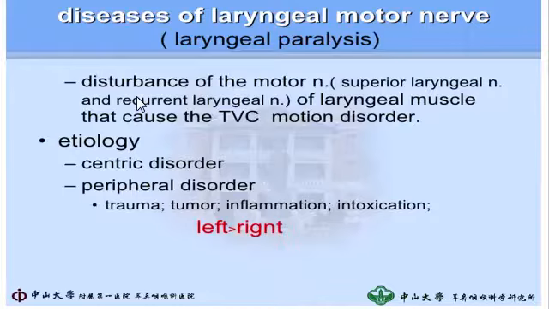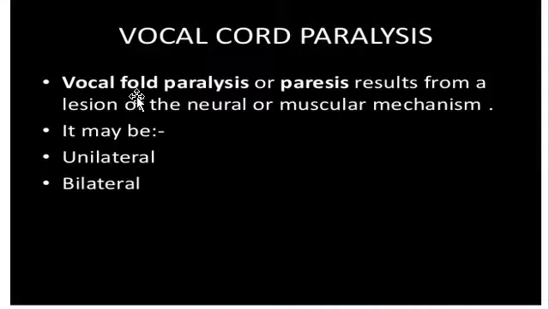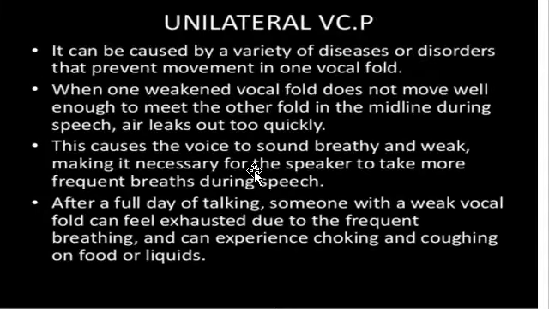The etiology may be a central and peripheral disorder. Vocal cord paralysis or paresis results from a lesion of the neural or muscular mechanism. It may be unilateral and bilateral. Unilateral vocal cord paralysis can be caused by a variety of diseases or disorders that prevent movement in one vocal fold. When one weakened vocal fold does not move well enough to meet the other fold in the midline during speech, air leaks out too quickly.